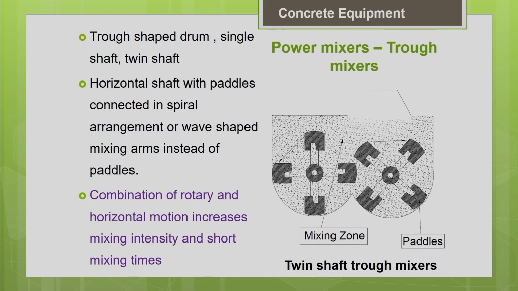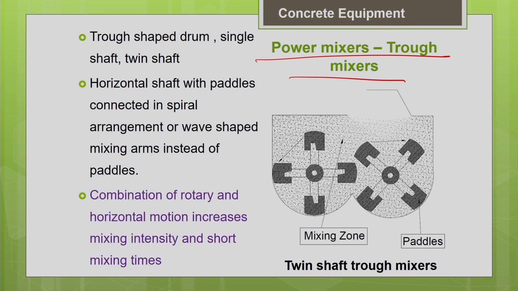Now, we will discuss the next type of power mixer, which is the trough mixer. It resembles a trough shaped drum. You can see the schematic picture of the trough mixer. You can have a single shaft or double shaft trough mixer. In the earlier pan mixer, the shaft was vertical, but here you can see the shaft is horizontal. You have the horizontal arrangement of shaft.